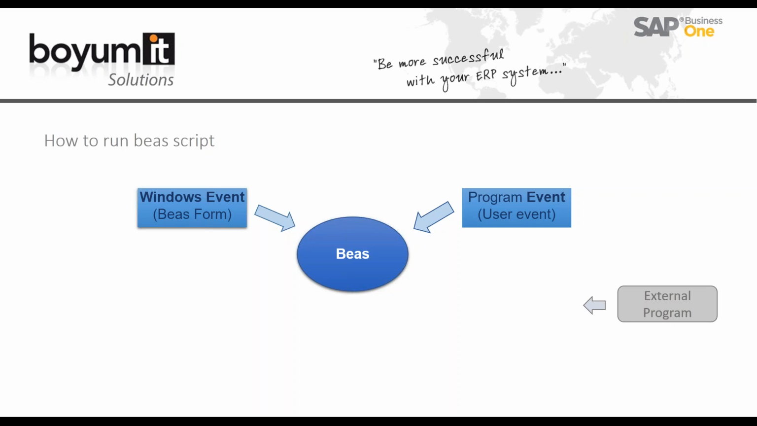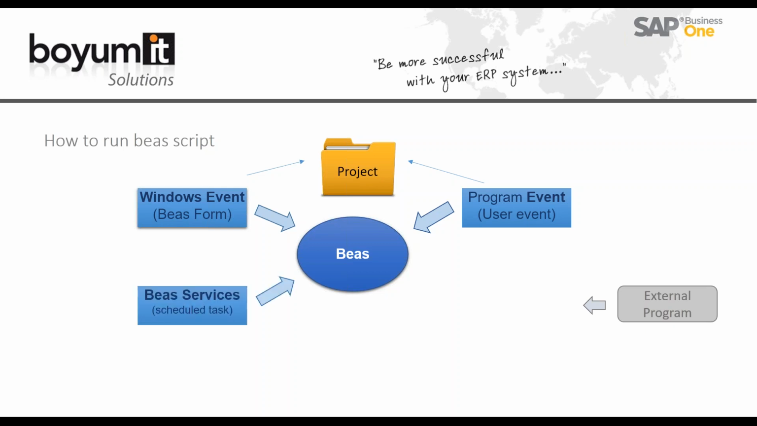There are both the Windows event and the program event. Both are saved like src files in our project folders. We have another way to work on Beas that is not through the events and writing our own code. Another option is the Beas services.